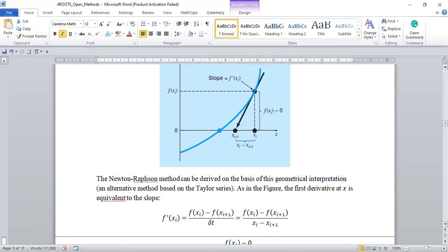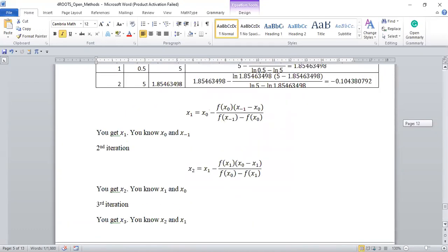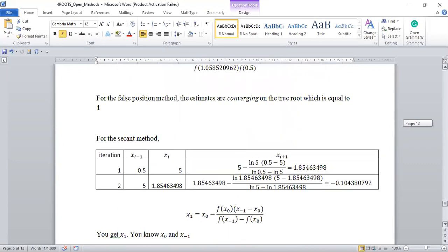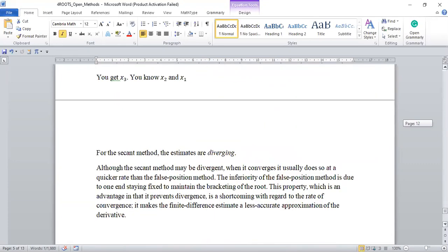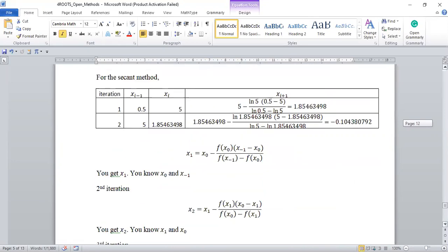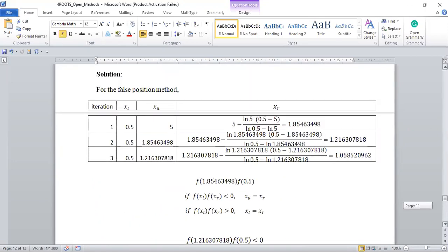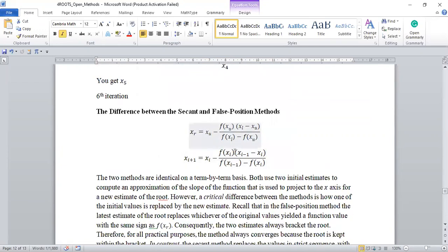That is the difference. I want you to note the difference between the secant method and the false position method, because though they look alike and they are very similar, they are very different. I hope you understand the difference now.